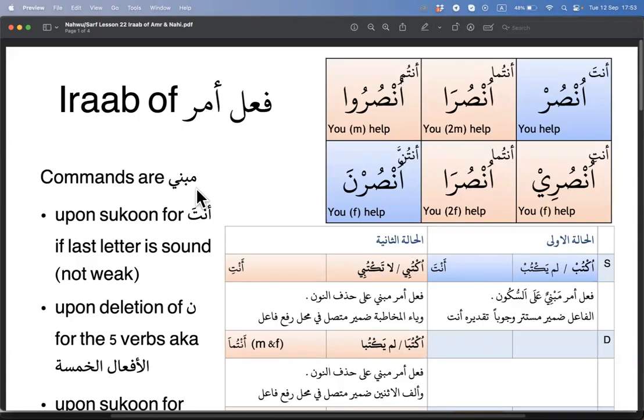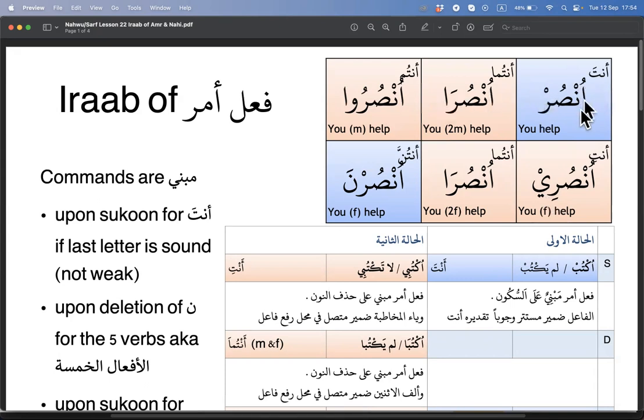Okay, so now that we have learned our fi'il madi and fi'il mudari, and we have done the Irab for fi'il madi and fi'il mudari, we now want to learn how to do the Irab of fi'il Amr. So this is our fi'il Amr. Just to recap, it's from our mudari, right? And then we delete the ta, and then we put majzum at the end, whether we put sukun or we drop the nun.